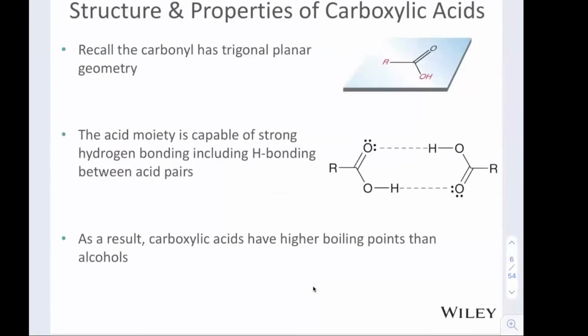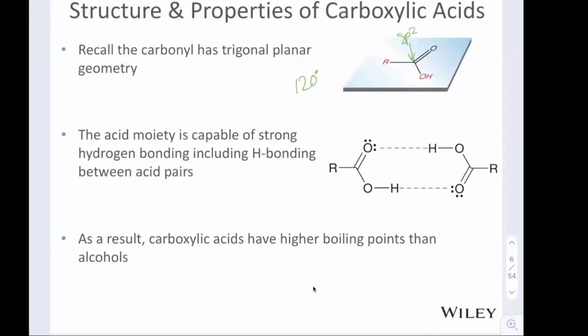So if we talk about the structure and properties of carboxylic acids, the first thing I want you to know is that the compound is planar. Remember that carbon right there is sp2 hybridized. And so it is a flat molecule with bond angles of about 120 degrees. So it has trigonal planar geometry.